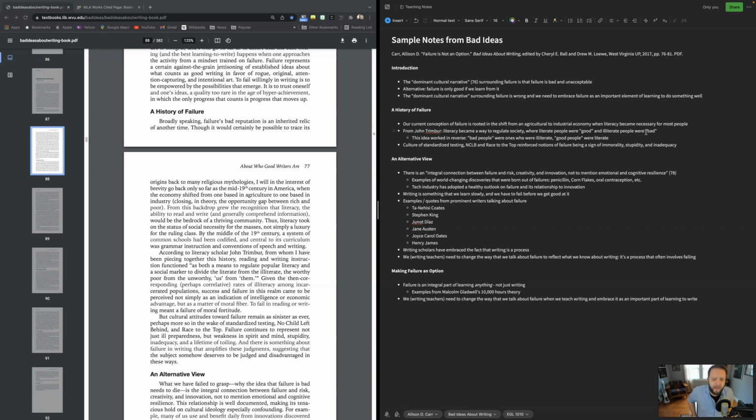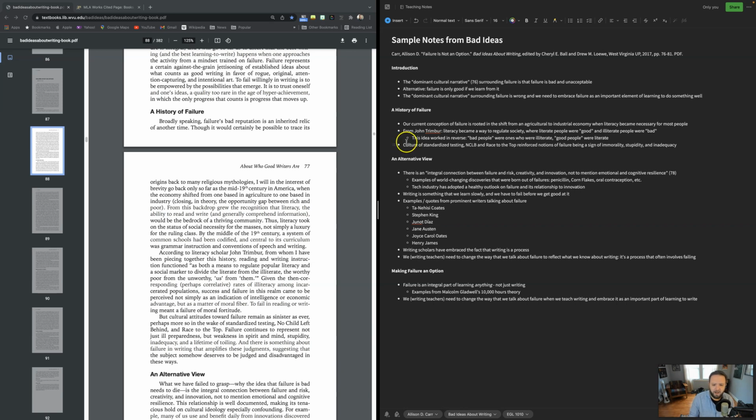And then she builds on that to say that, to draw from scholar John Trimbur, saying that literacy became a way to regulate society where literate people were good and illiterate people were bad.